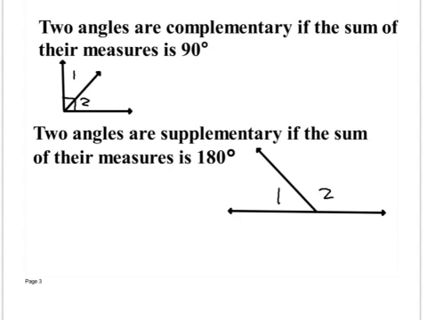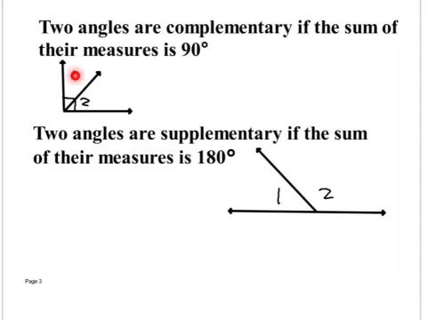All right, write this down. These are the definitions of complementary and supplementary angles. Two angles are complementary if the sum of their measures is 90 degrees. We look here, angle 1 and angle 2. They form a right angle, don't they? If you see this little box in the corner, that means a 90-degree angle. If they form a 90-degree angle, then they're called complementary angles. So angle 1 and angle 2 are complementary of each other.